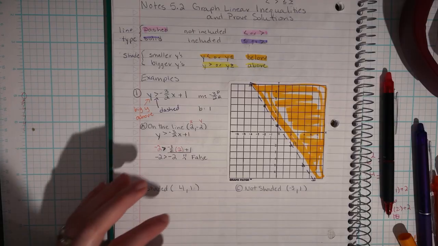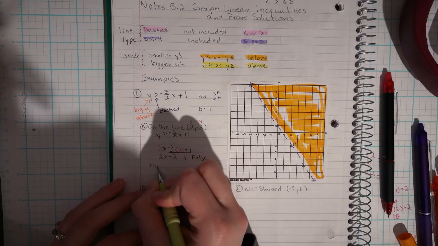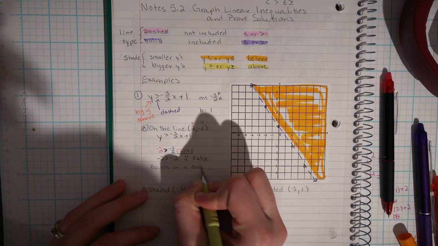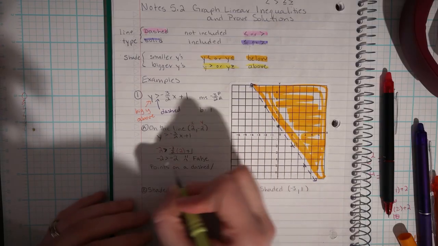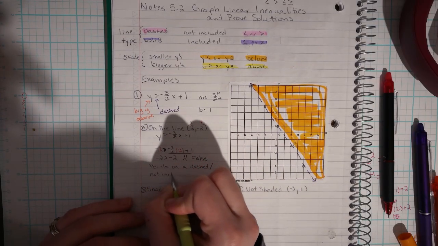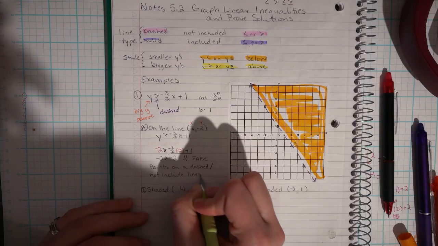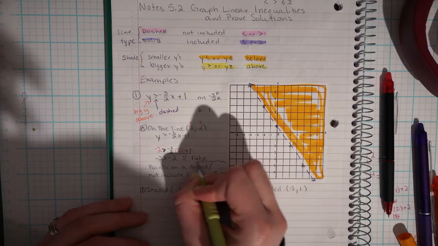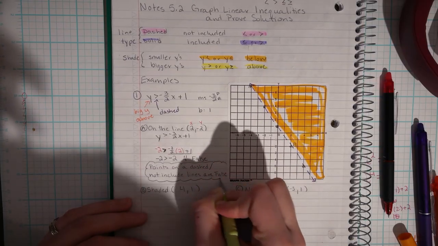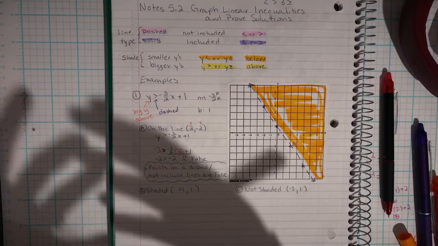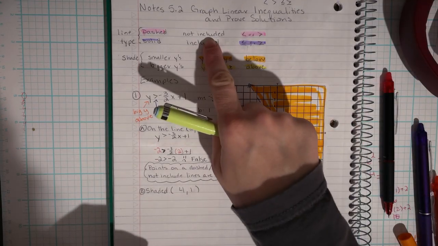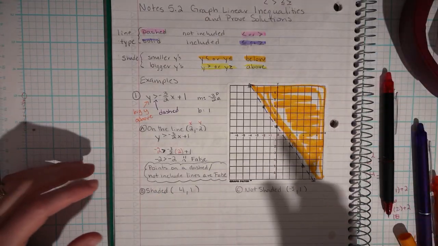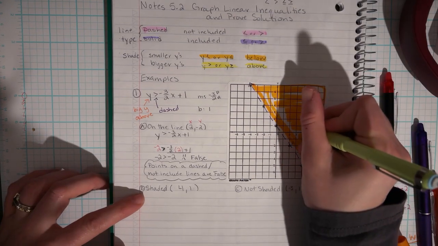Okay, so we're going to make a love note statement to ourselves. Points on a dashed, or in more formal language, not included lines are false. They will not be solutions. That's what I'm saying when I say false. And that makes sense, right? If you think about it, a dashed line means it's not included. So that means points that would be on that line would be not included. Isn't that crazy?